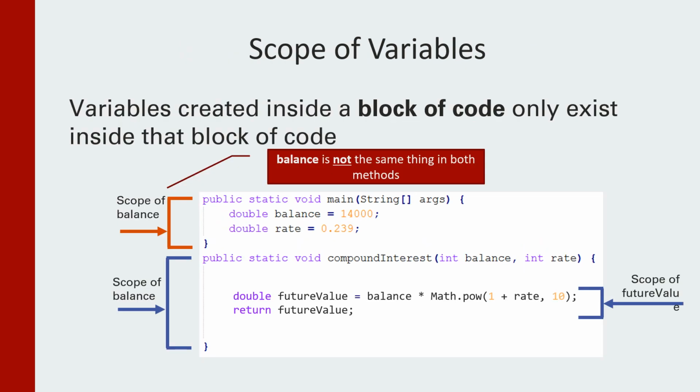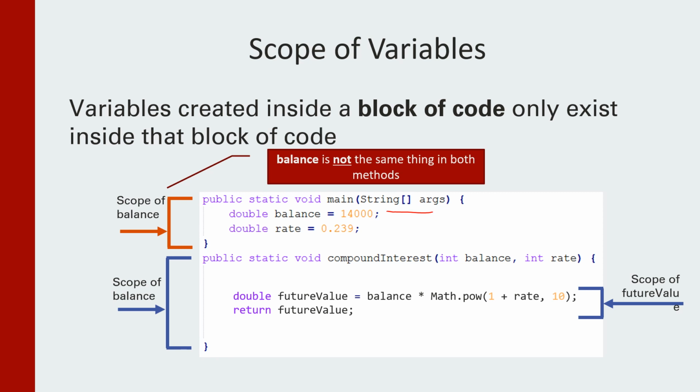Let's just break things down a little bit more. The variables that you create inside a block of code only exist inside that block of code. That's kind of what the curly braces mean. So if you have a thing called balance inside your main method, which I have here, then that's what balance is in that area of the code.